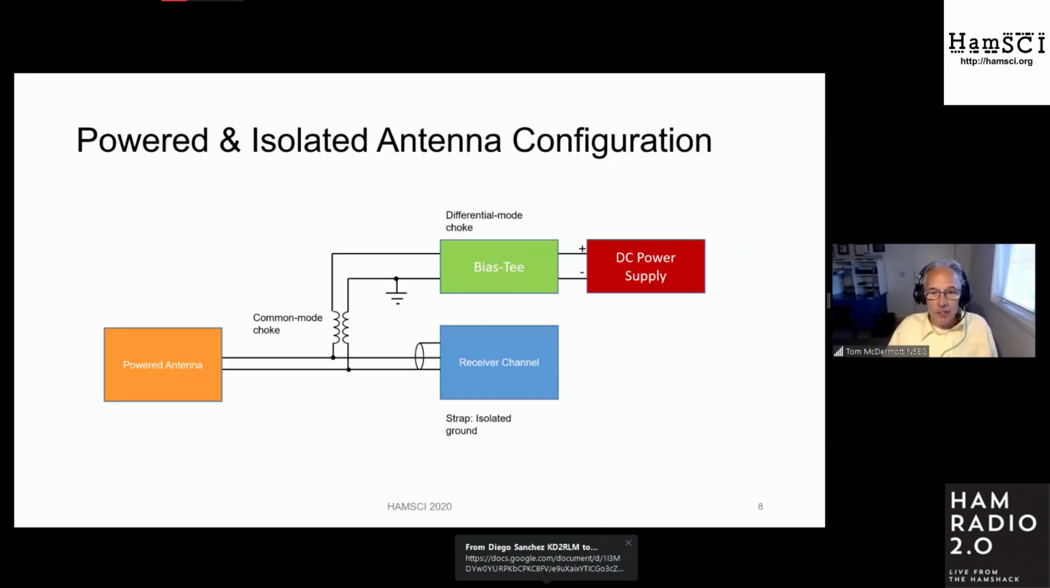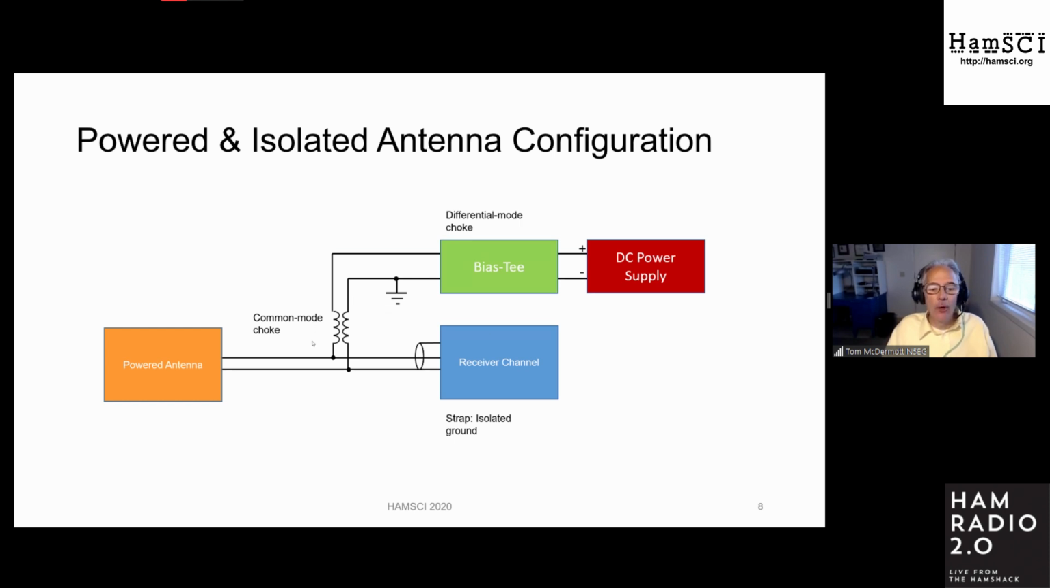In a lot of cases, we anticipate that folks will want to use a powered antenna. And so if you want to have a case where the receive ground is isolated and yet DC power is applied to the antenna, then one would probably hook it up like this, where the receive channel has its ground bonding disconnected so that its ground is isolated from the system.